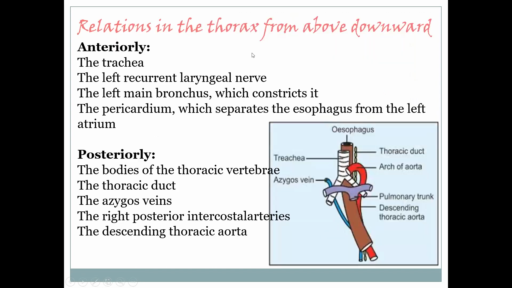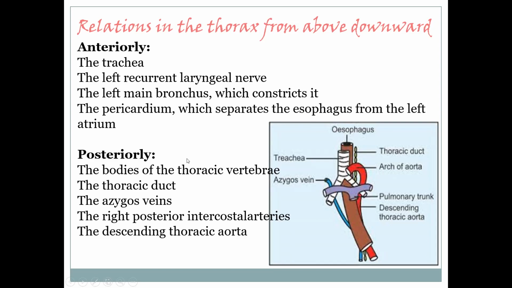So, the relations in the thorax, we can describe them from above downwards. Anteriorly, the esophagus has the trachea, the left recurrent laryngeal nerve, left main bronchus, and the pericardium. So, the left main bronchus has a small constriction on the esophagus. And the pericardium is the one which separates the esophagus from the left atrium.